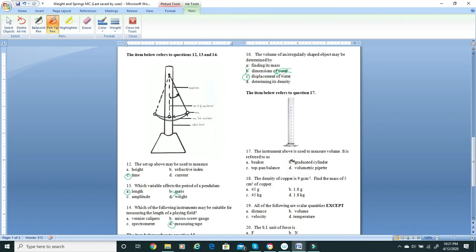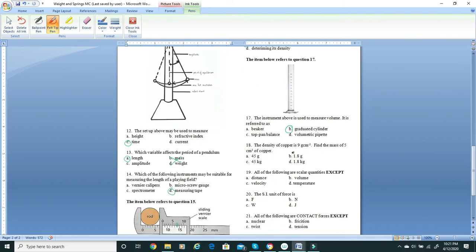Okay, so the instrument above is used to measure volume. It is referred to as a graduated cylinder. Definitely, you need to know your lab instruments. It's not a beaker, it's not a top pan balance, it's not a volumetric pipette, it's a graduated cylinder.